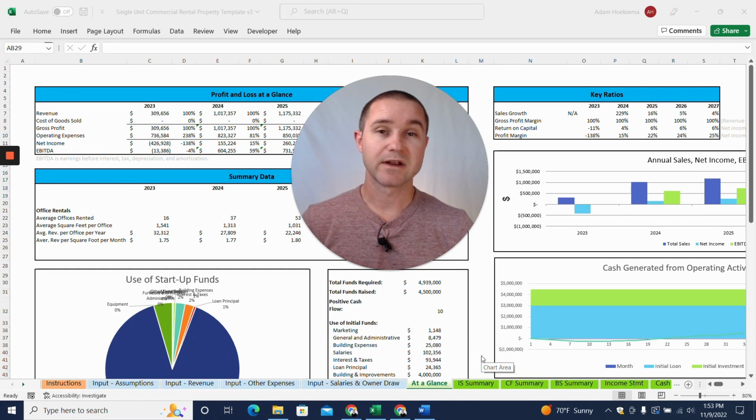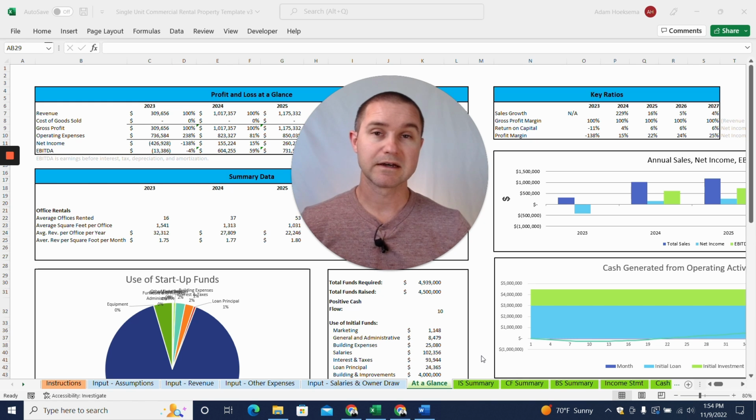Hey, if you're looking to create a set of financial projections for a commercial building, whether that's an office building, maybe an industrial space or a warehouse, then you've come to the right place because we have built a financial projection template built specifically for a single unit commercial building. And we want to help you be able to create a set of projections so that you can potentially get a loan to acquire the building or maybe raise some money from investors to be able to acquire the building.